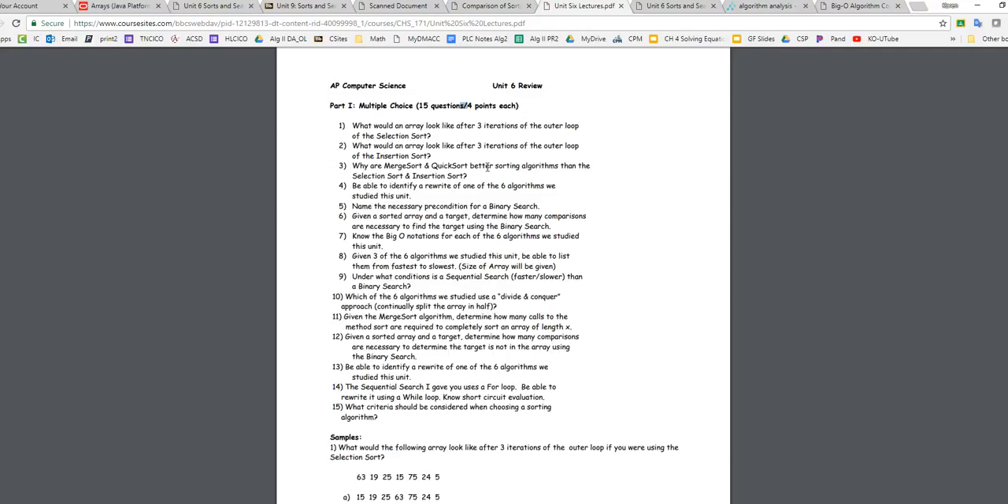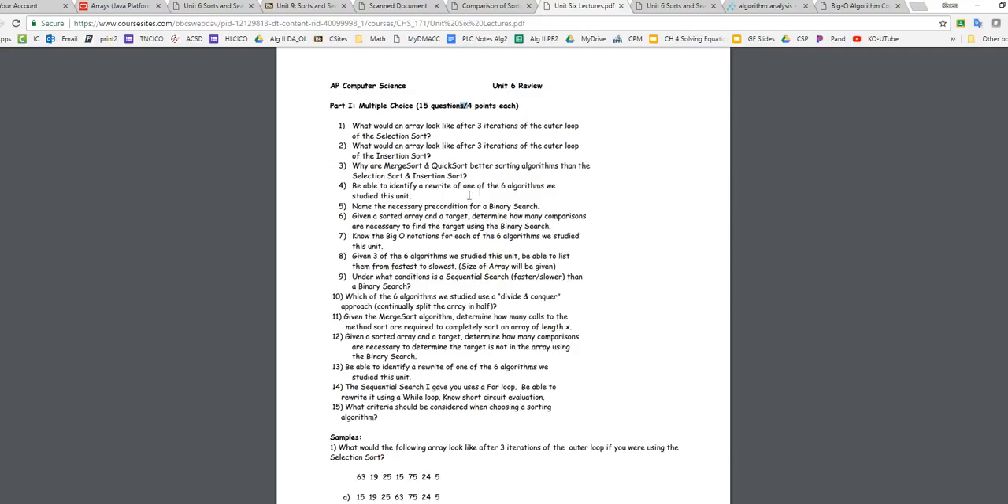But why are the merge sort and quick sort better than the selection and insertion? And that goes back to your big O. They're much more efficient. Okay, it's not because the code is shorter. The code is actually longer. It's not because it takes up less memory. It's because they're faster.